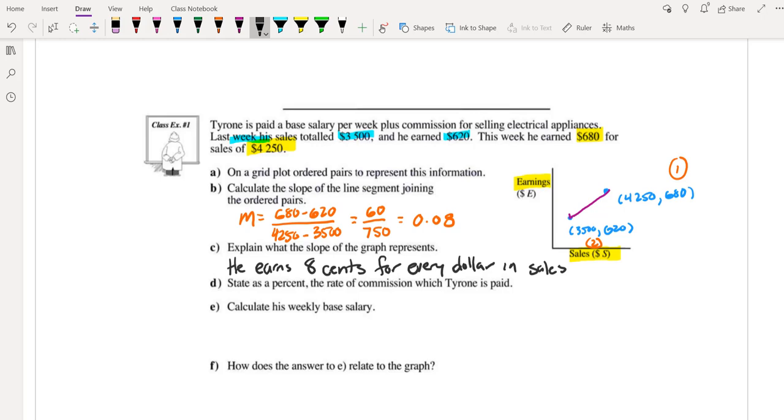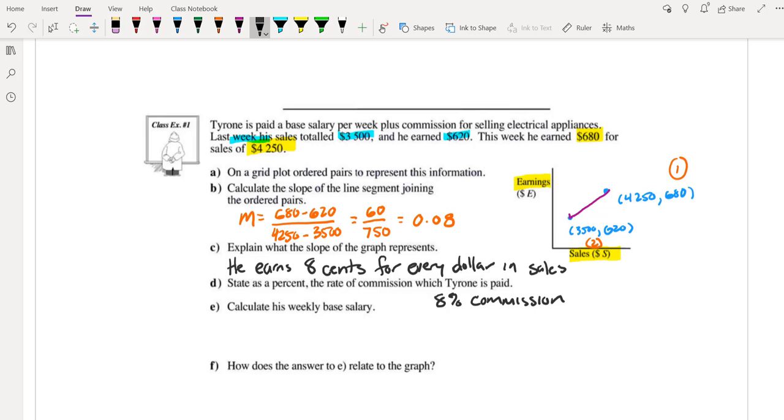So what would that be as a percentage, right? Well, 0.08 times 100 would give us an 8% commission. Right?